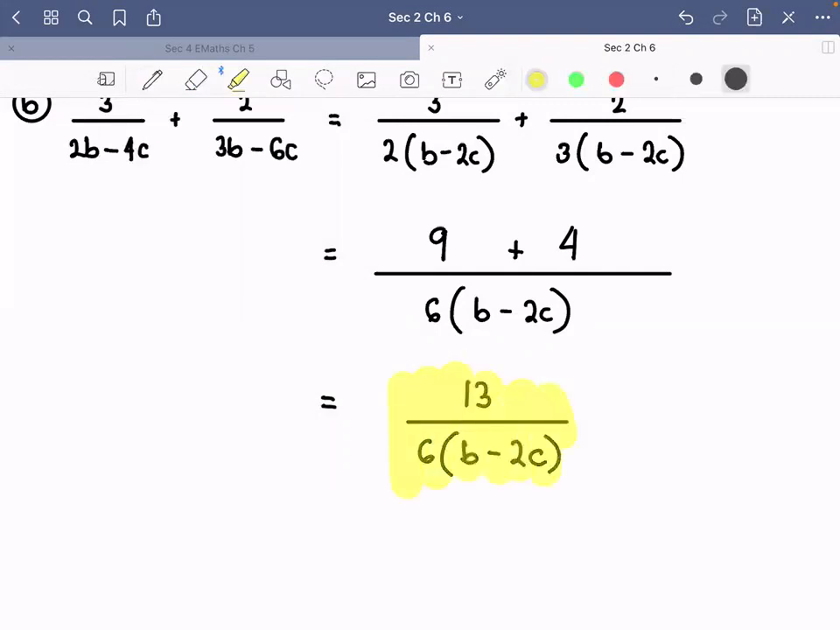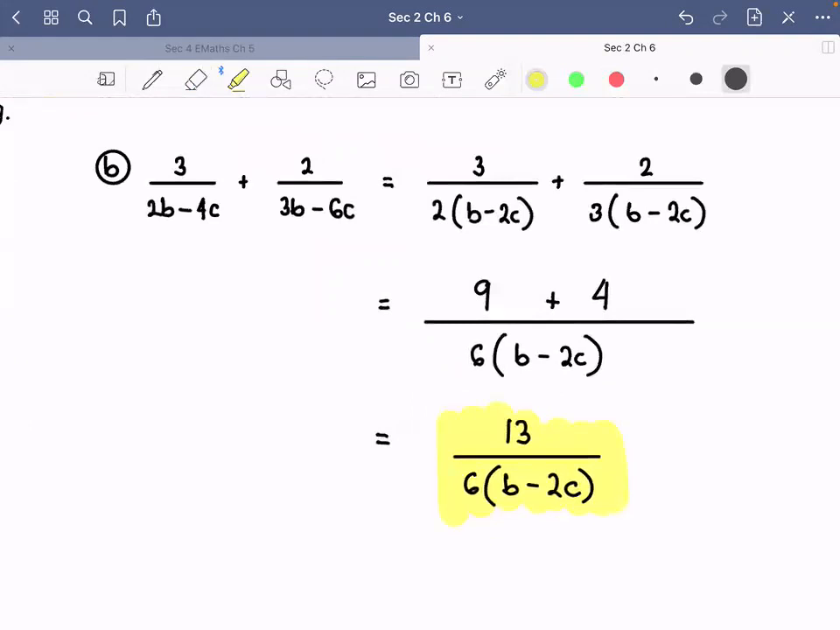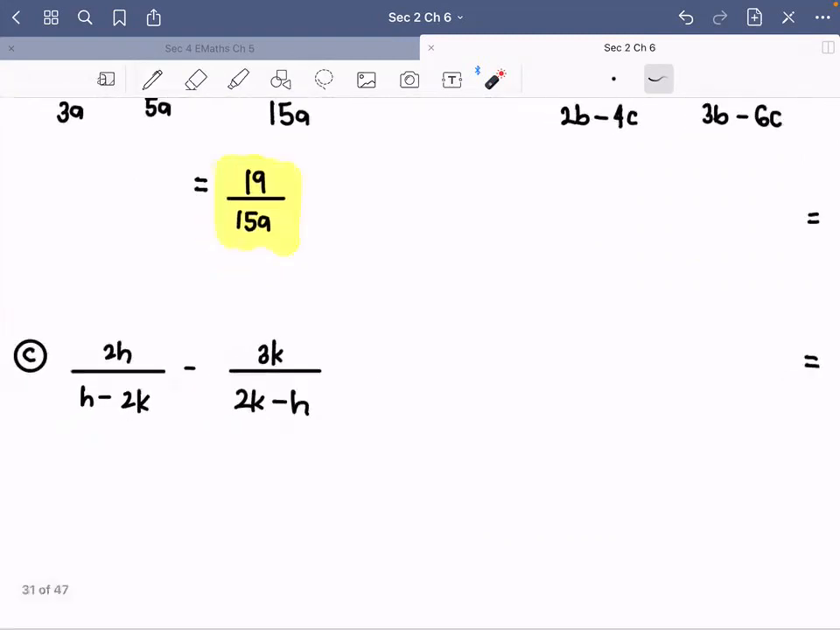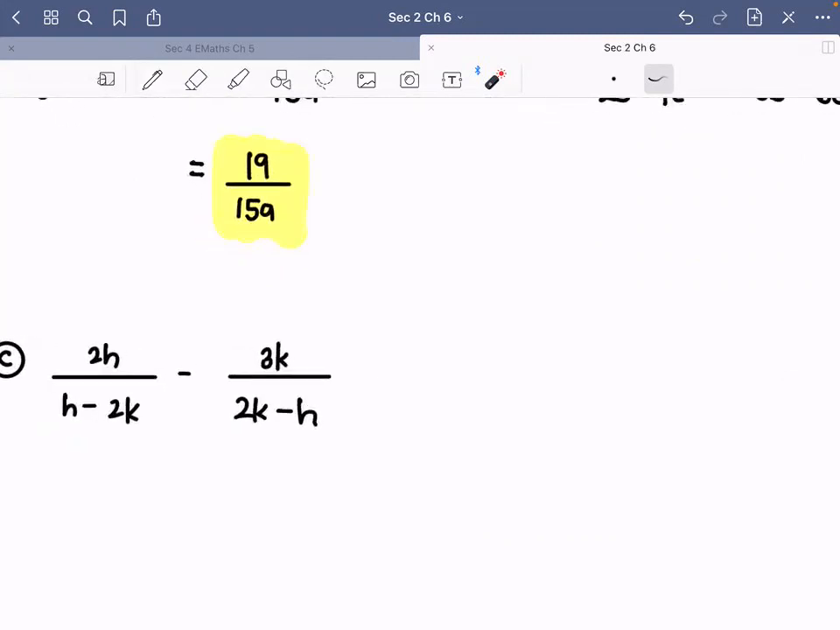Do you have any specific question, class, for letter B? Actually, this is the trickiest part of this chapter. So this is letter B. Do you have any other questions? None? Okay, so let's go to letter C. Now for letter C, your denominators might look the same, but they're not. They're different in a way.